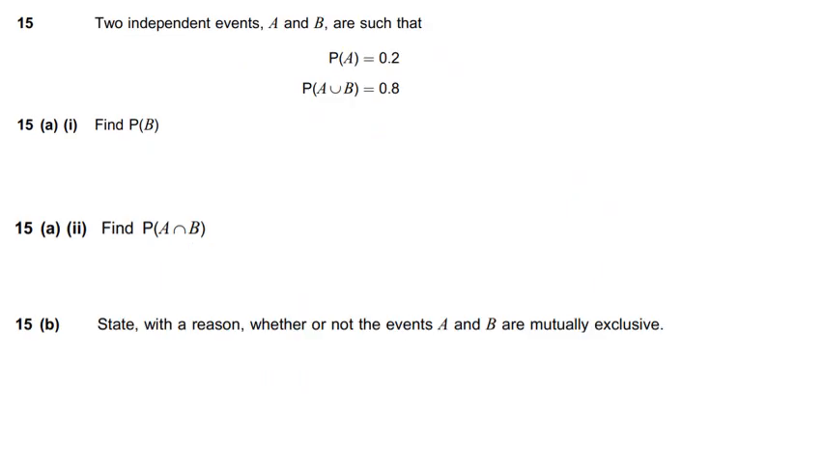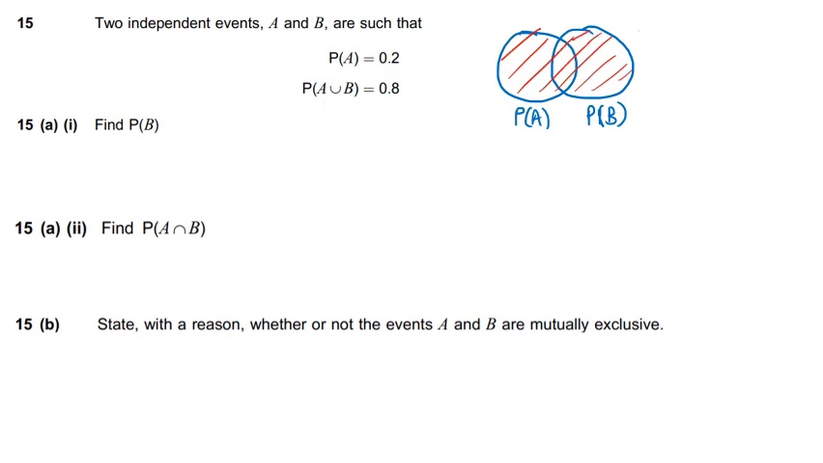Right, question 15. 2 independent events, A and B, are such that the probability of A is 0.2 and the probability of A union B is 0.8. What does this mean, union? Well, if we have a Venn diagram, in which the left circle represents the probability of A, and the right one the probability of B, then the entire area of that whole thing is the union. So all the values that lie in either region.